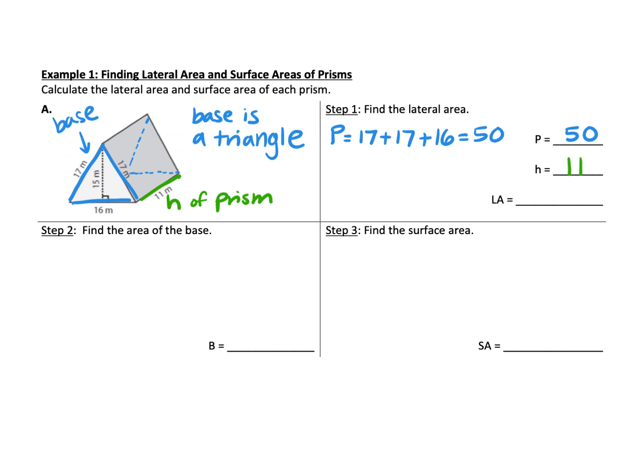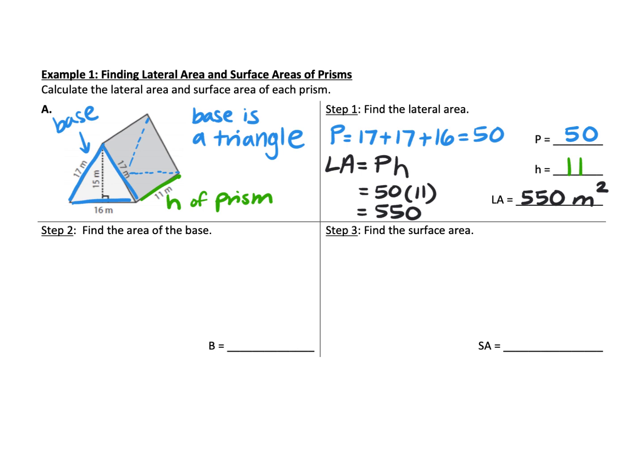And now we have everything we need to calculate the lateral area. The lateral area formula is LA equals the perimeter of the base times the height, and the perimeter of the base is 50, the height is 11, and 50 times 11 is 550. This is an area, so the unit would be 550 meters squared. That value accounts for the area of the rectangular faces, and here there are 3 rectangular faces. The combined area there would be 550 meters squared.